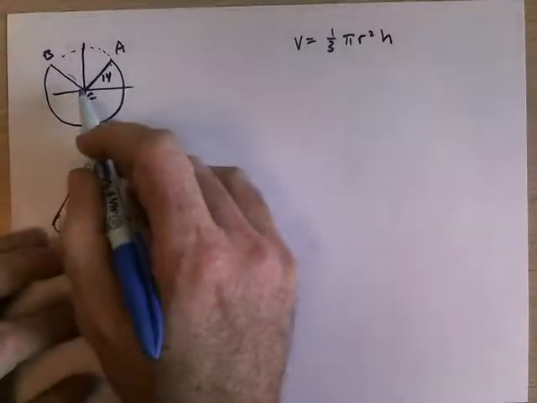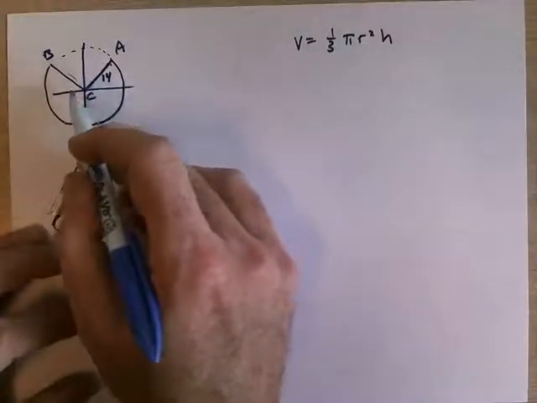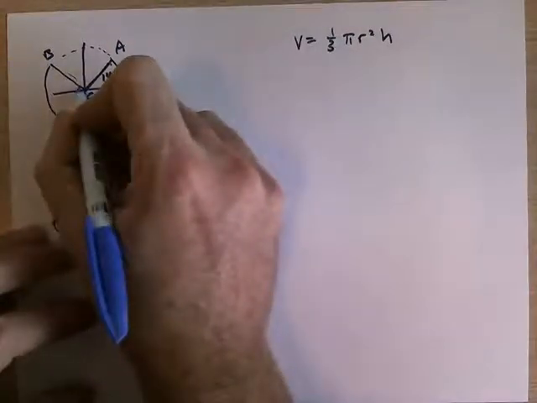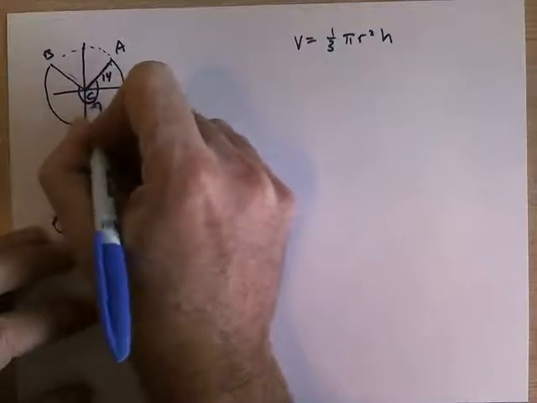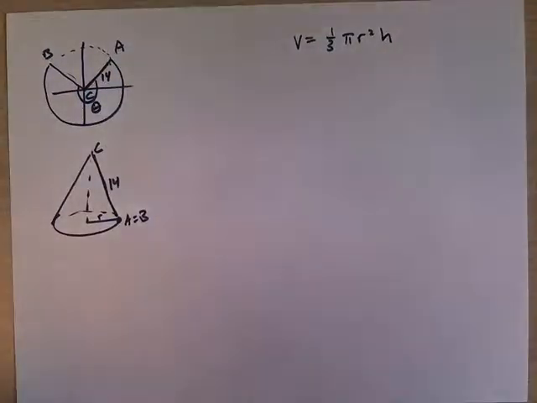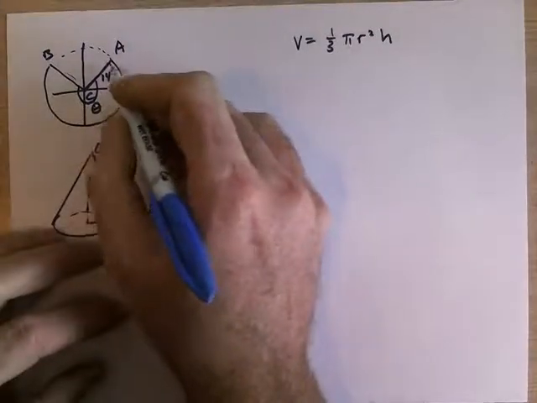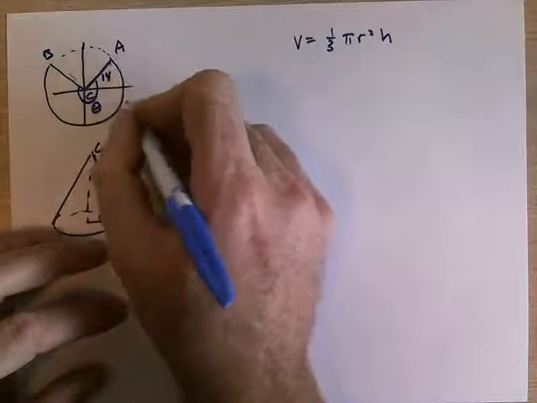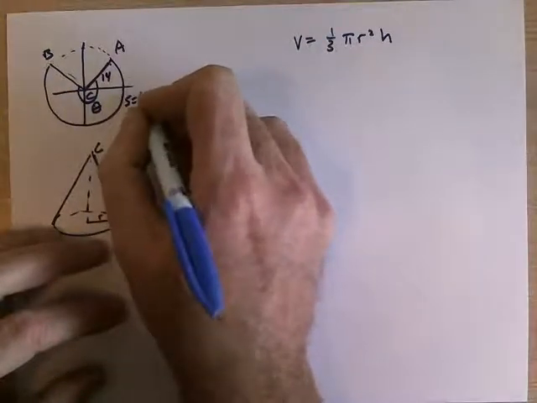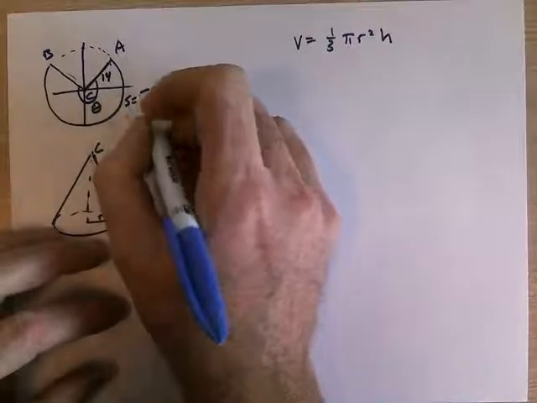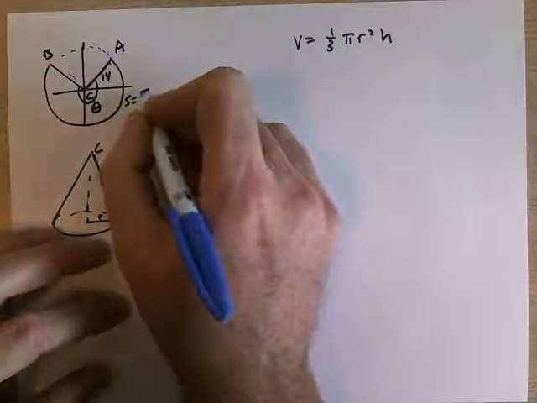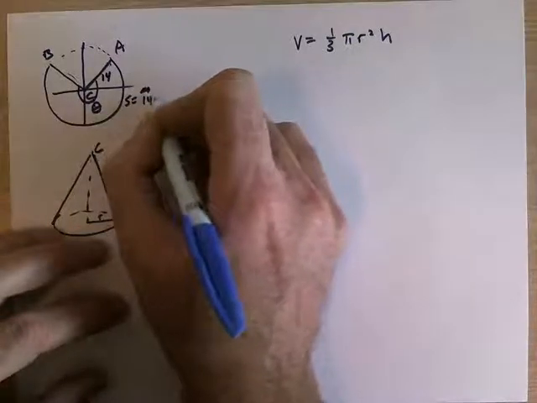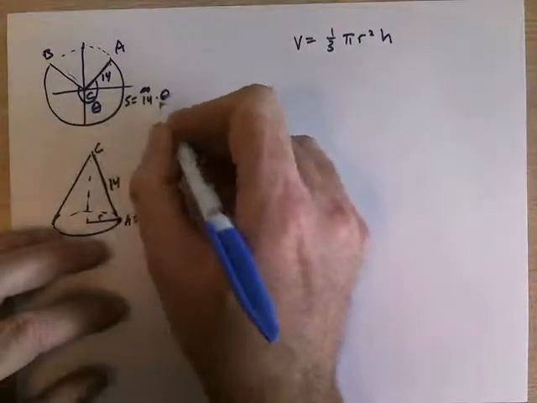Somehow I have to describe what's being cut out, or maybe what's being left. I think it's going to be easier for me to use as my variable, let's use the variable theta here as that angle, whatever angle is left. And because I use that, the arc length here is r theta, right? It's a radius times the angle. So the radius is 14, so the arc length is 14 times theta.